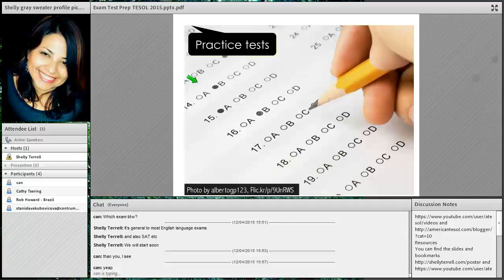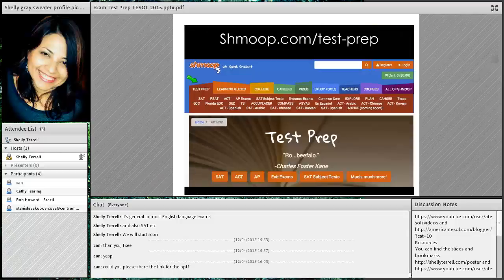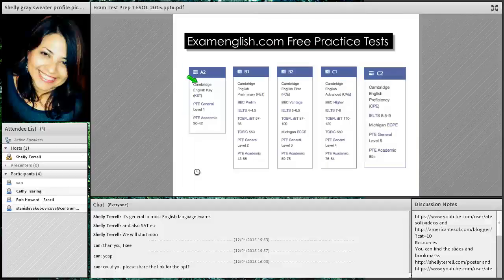So I'm going to show you a few sites where you can actually find some practice tests. There's shmoop.com, and shmoop.com has different types of exams. They have AP and all kinds of different exams. They even have some exams for English language learners. So they have free templates and things like that. I think they have a freemium, but then of course they have some other things that you have to pay for. But there's definitely some free material there.